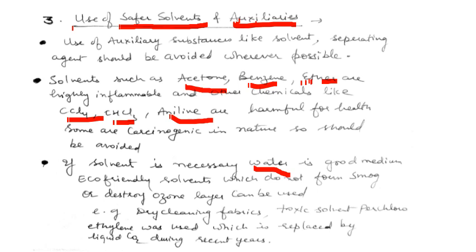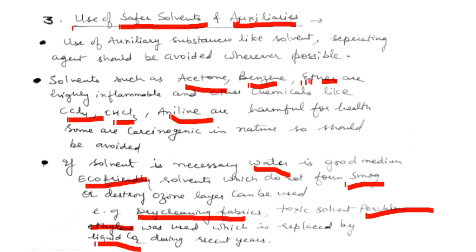If a solvent is necessary, we should use a safer kind. Water is a very good medium to be used as a solvent wherever we want, an eco-friendly solvent which does not form any smoke, destroy the ozone layer, or form harmful gases. For example, in dry cleaning fabric, a toxic solvent, perchloroethylene, is used, which has been replaced by liquid CO2 in recent years. So using toxic solvents or any other harmful agent in the reaction, which is not eco-friendly, should be avoided.